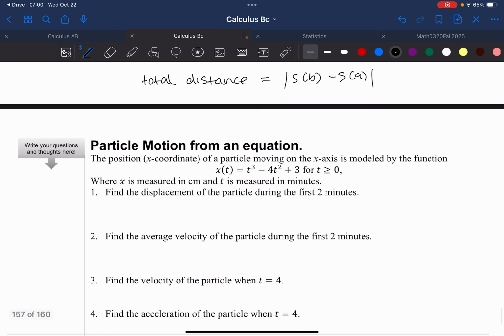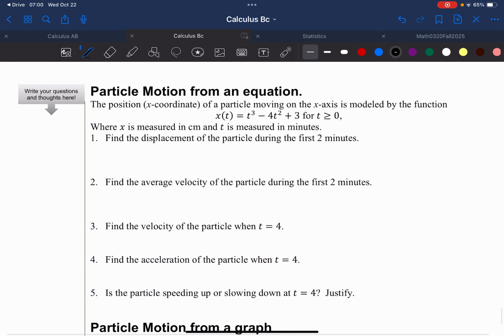Okay. So the next part says particle motion from an equation. The position x-coordinate of the particle moving on the x-axis is modeled by the function x of t equal to t cubed minus 4t squared plus 3 for t greater than or equal to 0, where x is measured in centimeters and t is measured in minutes. So number 1 says find the displacement of the particle during the first 2 minutes.